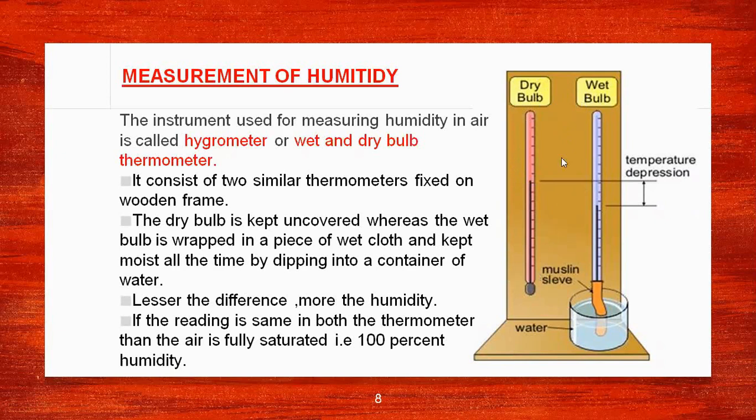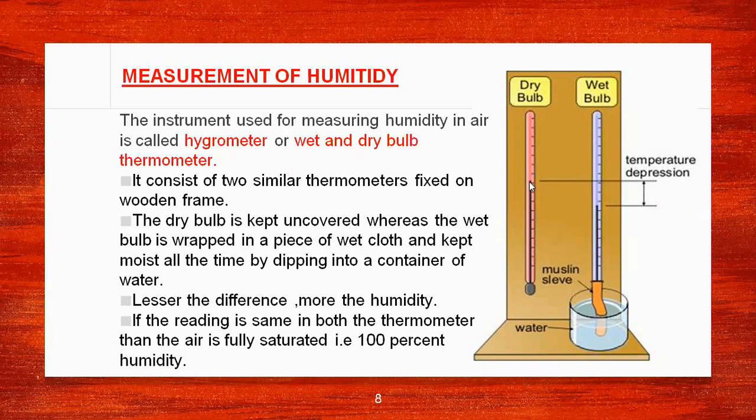The dry bulb is kept open and uncovered, whereas the wet bulb is covered with cloth at the bottom, which is kept moist throughout by being dipped into water. So when the wind blows and dries up the cloth, this tube records the lower temperature.